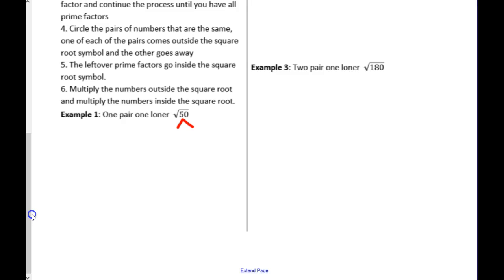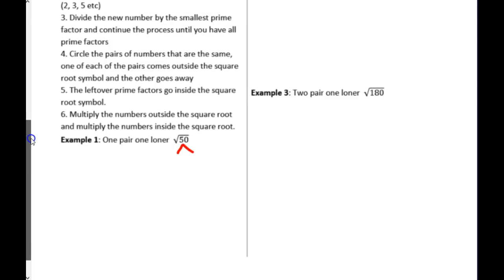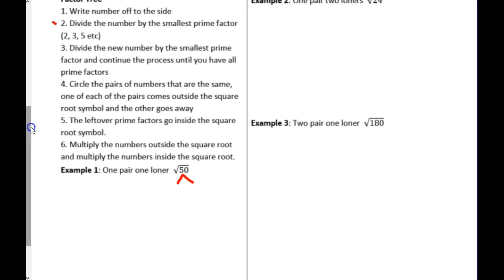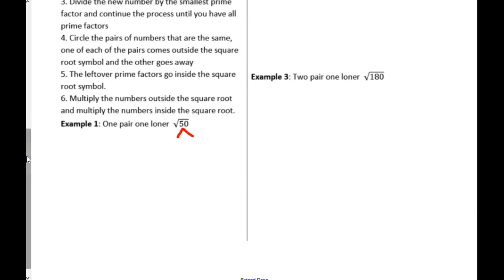So we want to start with the smallest prime, which is always going to be 2. So whenever you do a factor tree, start with 2. And if 2 doesn't work, then try 3. If 3 doesn't work, then try 5. That's what it says right here on this second step. So let's start with 2. Does 2 go into 50? It does, so let's write 2 times what is 50?